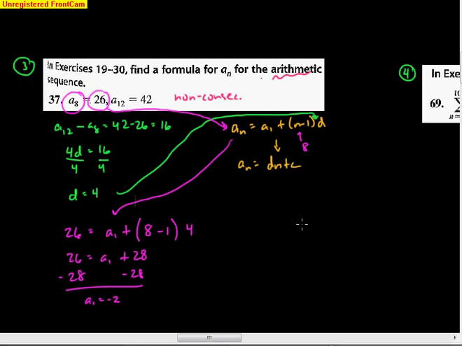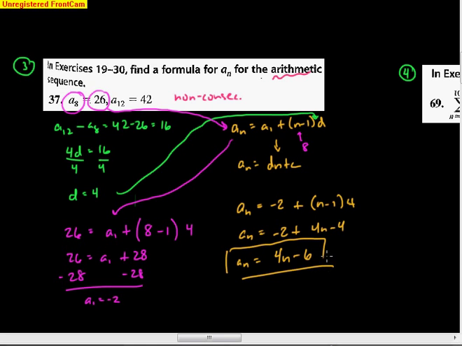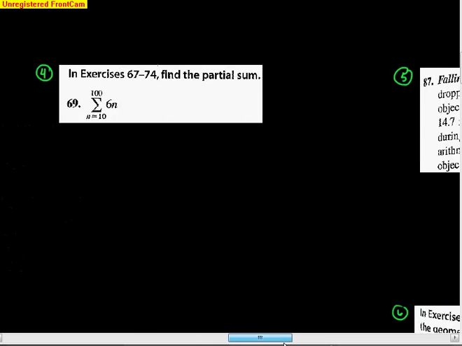So I'll come back here in orange. So a sub n equals negative 2 plus n minus 1 times 4. And I'm going to distribute the 4. A sub n equals negative 2 plus 4n minus 4. Combine the negative 2 and the negative 4 to get negative 6. So we have 4n minus 6. And there is the formula that we're looking for. Okay, so remember these non-consecutive problems. They're the toughest ones. Okay, next one.